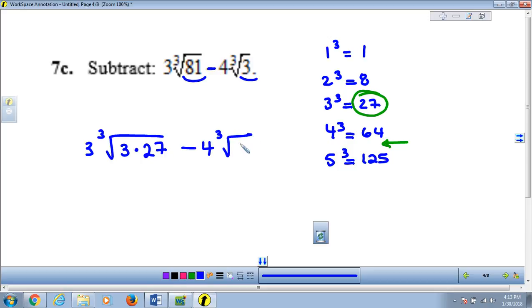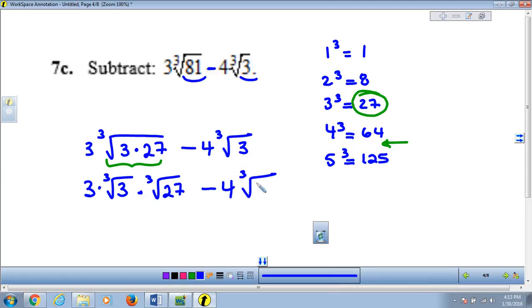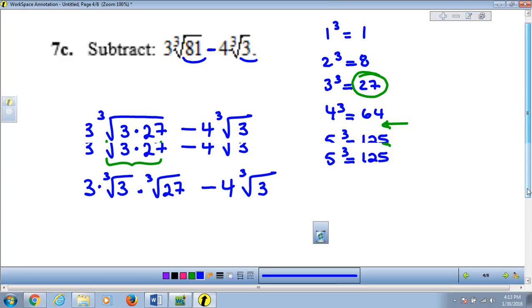Minus, you just copy the other expression. Now you're going to apply the product rule here. You're going to break apart this radical into 2, and these 2 radicals are supposed to be multiplying together. And then you copy the expression that's being subtracted.